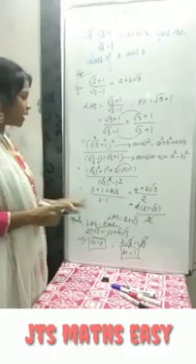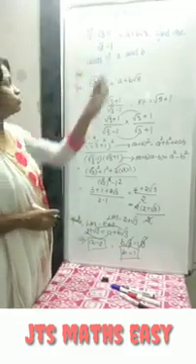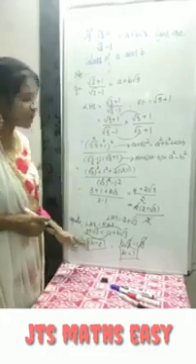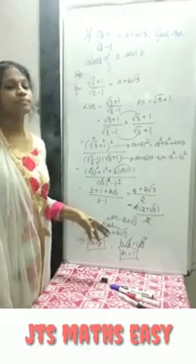So this is the answer for your question. Root 3 plus 1 by root 3 minus 1 is equal to a plus b root 3. We got the answer: a is equal to 2 and b is equal to 1.